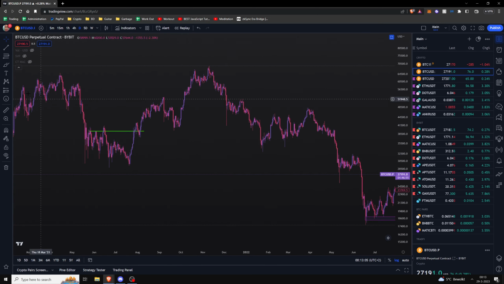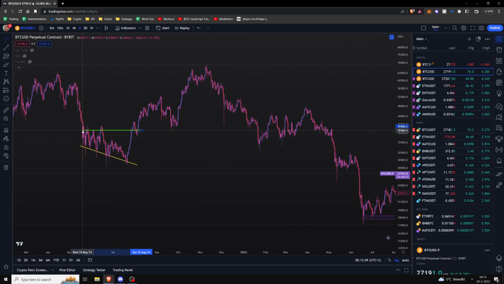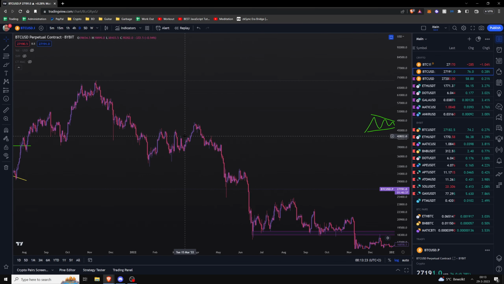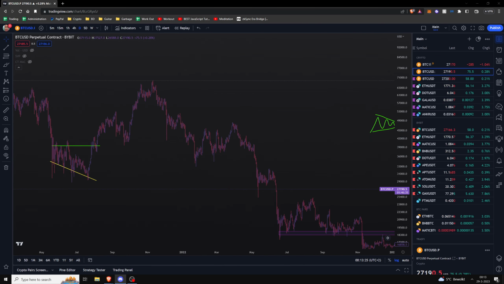By the way, this is another great example of that right angle broadening, descending J pattern, whatever you want to call it, right? Establish a single line of resistance, chop down into it, and then a big rally coming out of it. Great bottoming pattern. But yeah, that was a great example of a J pattern.